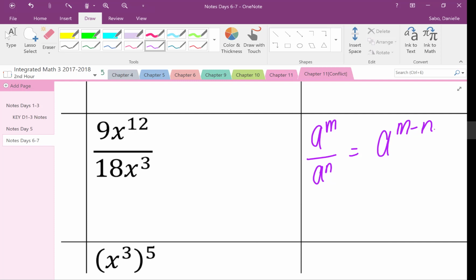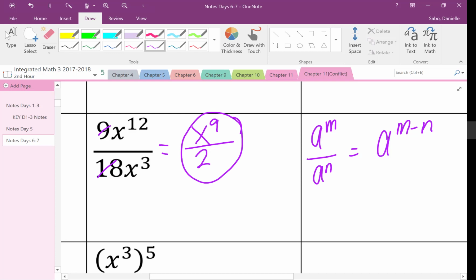So let's do this one first. This 12 only applies to the x. It does not apply to the 9. So let's first talk about our numbers. What can I reduce 9 and 18 to? 1/2. I really don't need to write that 1 on top, but if you want to, you can. Now, what do I do with those exponents again? I subtract them, so I'm left with what? X to the 9th power. Very good.